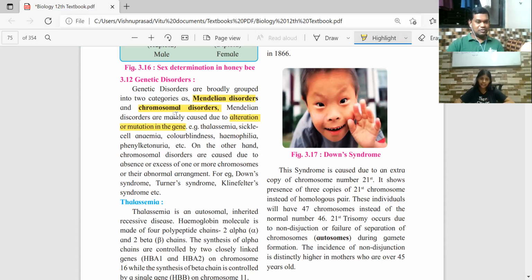When you say chromosomal disorder, it means any one or more chromosomes are shifted away from the normal arrangement. जैसे अभी हमने देखा 46 chromosomes, 44 autosomes and 2 sex chromosomes. That's the normal arrangement.